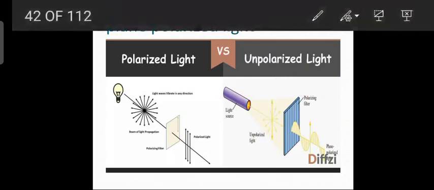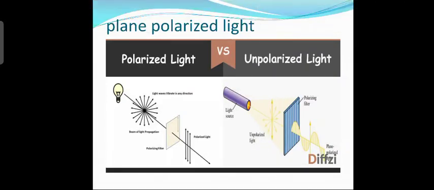You can see the diagram here showing plane polarized light and unpolarized light. You have the light source, and the light passing through vibrates in all directions. Then you pass it through a polarizing filter, and you get polarized light which vibrates only in one direction.